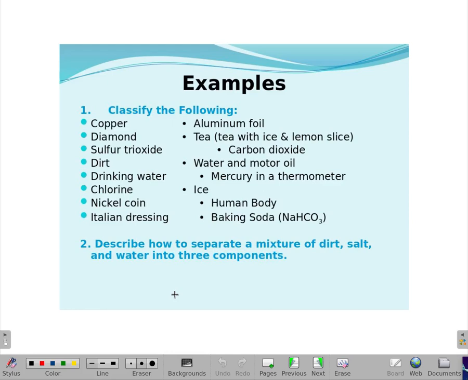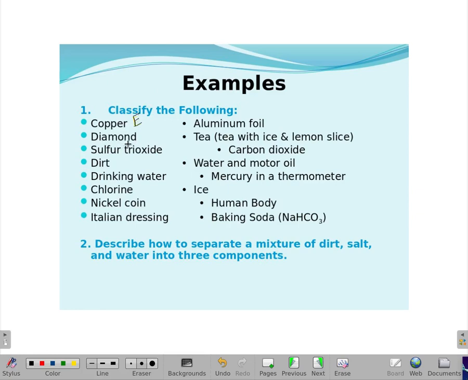All right, so we're going to try to identify these as pure substances or mixtures. And if they're mixtures, we want to try to identify if they're heterogeneous or homogeneous. All right, so the first one being copper, that's got to be an element. So it's a pure substance. I am going to put element. Let me change back to black so we can see that. Diamond.